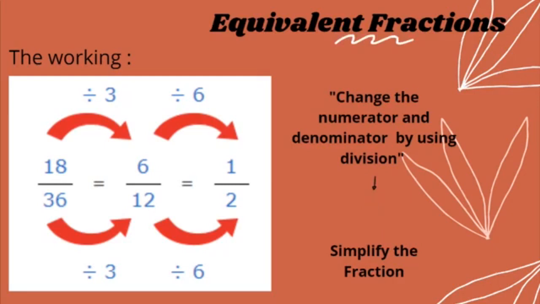Now, let's see how we can find the equivalent fraction by using division. Find the equivalent fraction of 18 over 36. Look at the working. We must do the same thing with the numerator and the denominator. In this section, we want to divide them with the same number. Fraction 18 over 36 can be changed to 6 over 12 by dividing the numerator and the denominator by 3. So 6 over 12 is equivalent to 1 over 2 by dividing the numerator and denominator by 6.